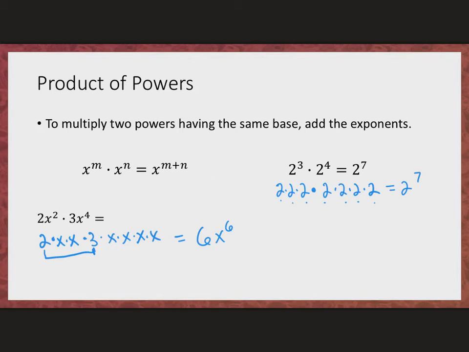Now, using the product of powers property, we could have more simply multiplied 2 times 3 and gotten 6, and then x squared times x to the fourth. 4 plus 2 is 6. That would be x to the sixth.